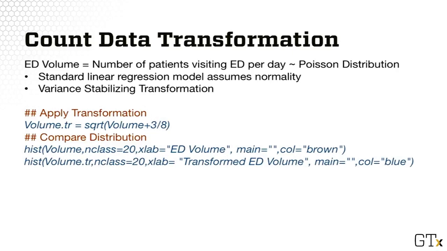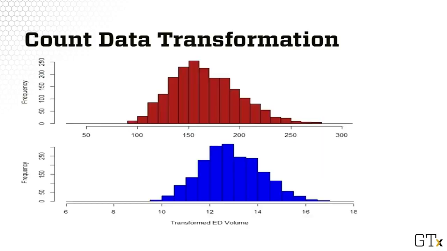Thus, we apply this transformation to the count data and provide the time series analysis on this transformed data. We next compare the histograms of the ED volume and the transformed ED volume to evaluate the distribution without and with transformation. These are the histograms. The first one is for untransformed, and the second one is for the transformed ED volume data. The transformation has also the role of normalization, since with this transformation, the distribution is approximately symmetric.